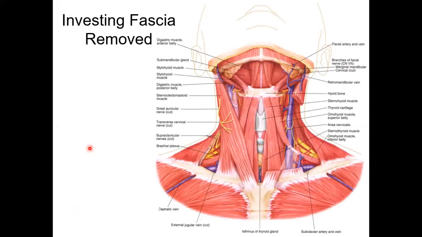Okay, so now we're looking at the neck with the investing fascia removed, and you can really see those suprahyoid and infrahyoid muscles I was mentioning. Eventually, you're going to get to a point where you have to memorize these. I don't know, did she go over these muscles yet with y'all? Because this is a really good picture for that. Yes, okay, well then we will go over those muscles.